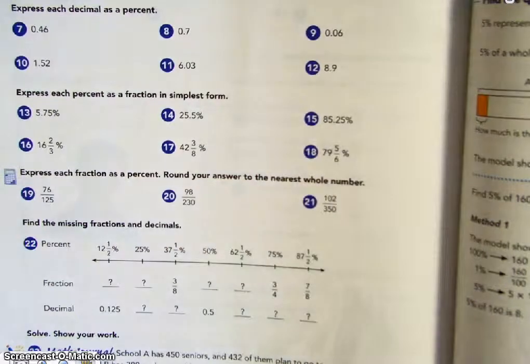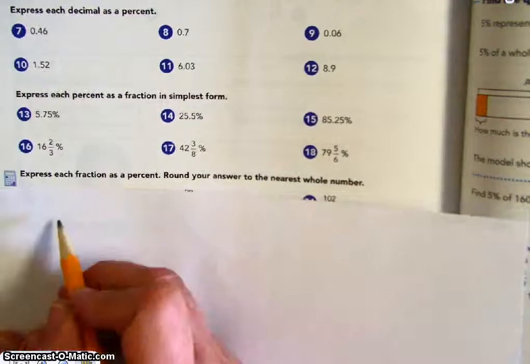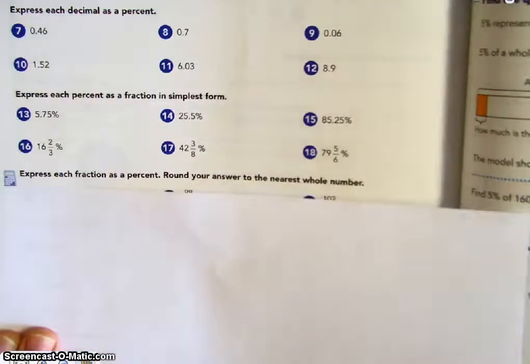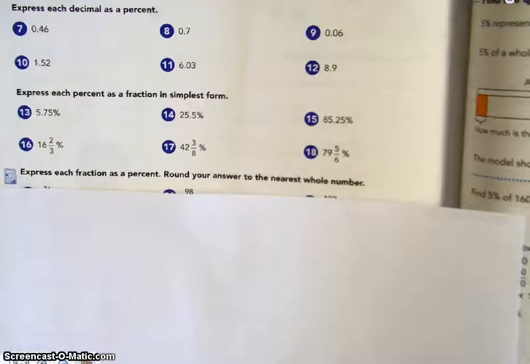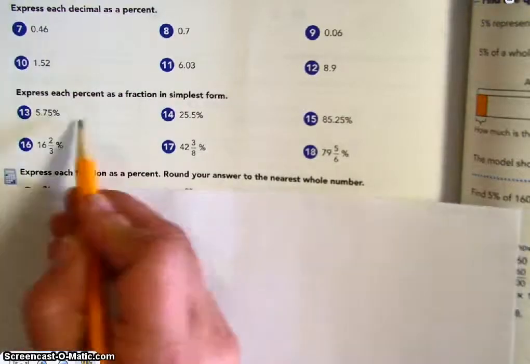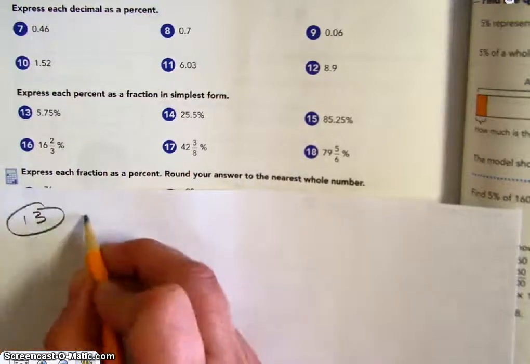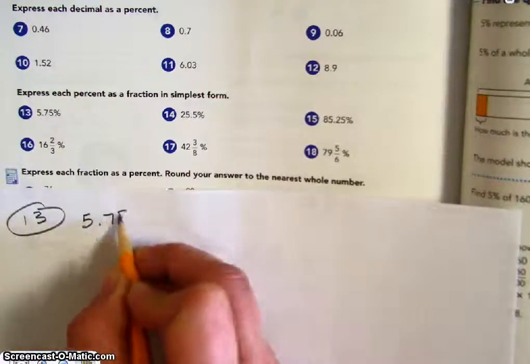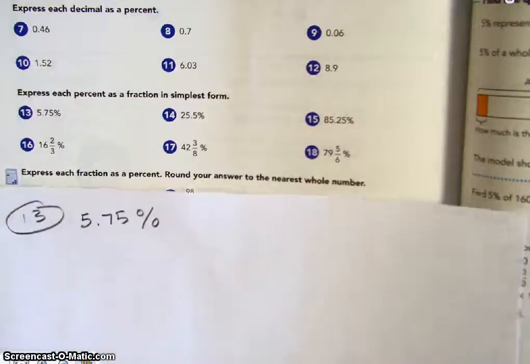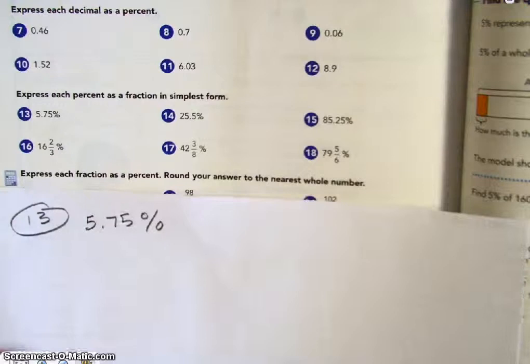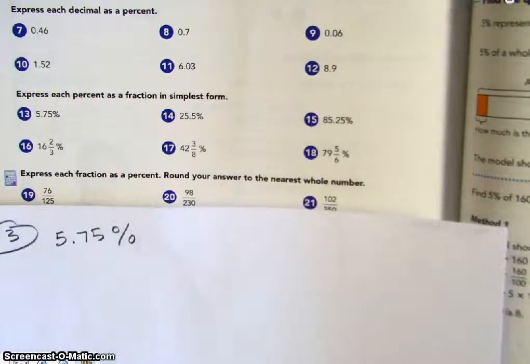And sorry about that. This is Mrs. Skeffer's cold brain again is not functioning as well. So we were doing number 13, I believe, or we already did number 7 and number 12. Now we're doing 13. Express each percent as a fraction in simplest form. So we're going to go 5.75%, and it is asking us to change that into a fraction in its simplest form.